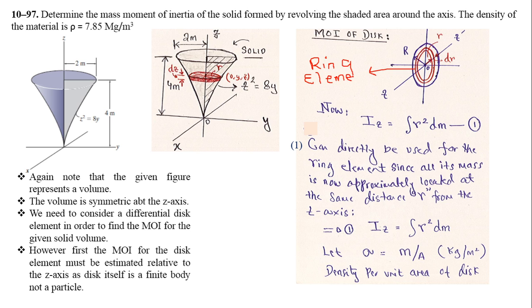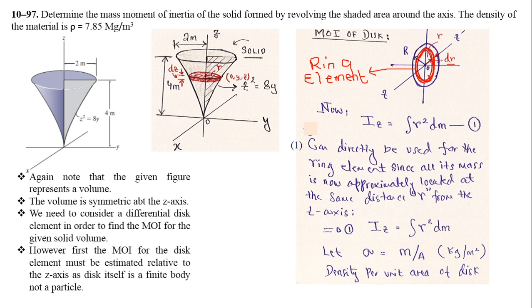And you know what is the advantage of using this ring element? As I told you in the previous lectures, all the mass of this ring is basically confined within its differential thickness dr, and so all the mass is actually located at one fixed distance small r measured from the z dash axis.